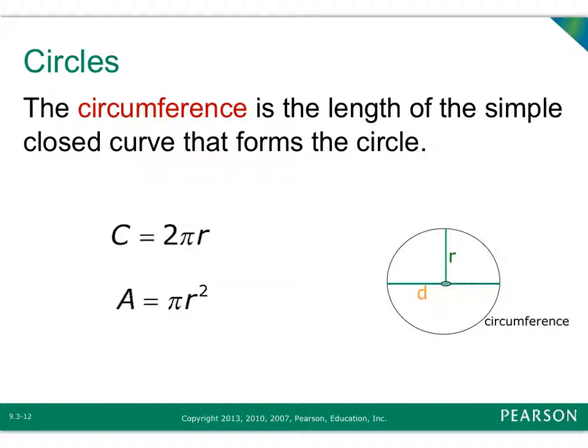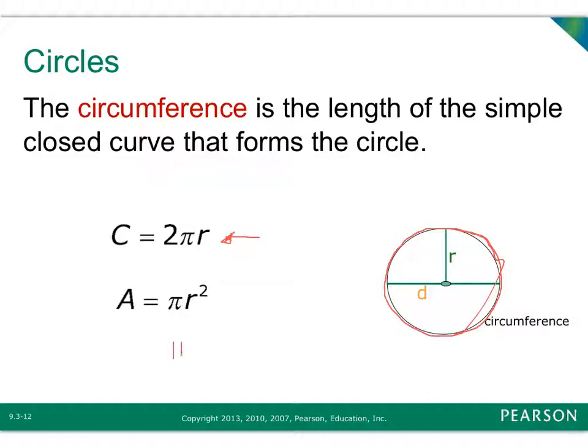For the circle, the circumference is the length of the simple closed curve that forms the circle. It is the length that goes completely around the circle, and it is called the circumference. To find the circumference, there's a formula. That is, C is equal to 2 pi r.